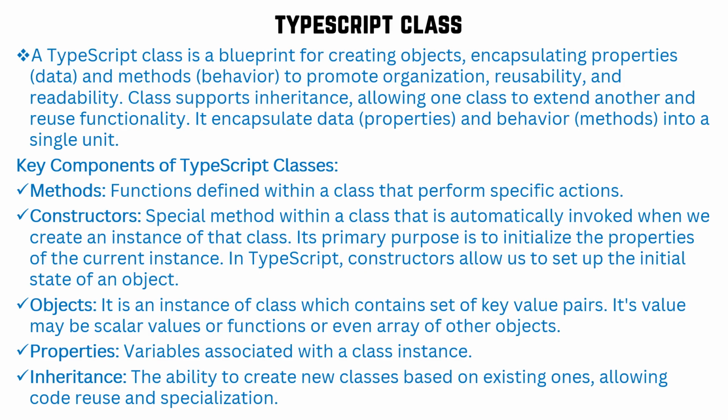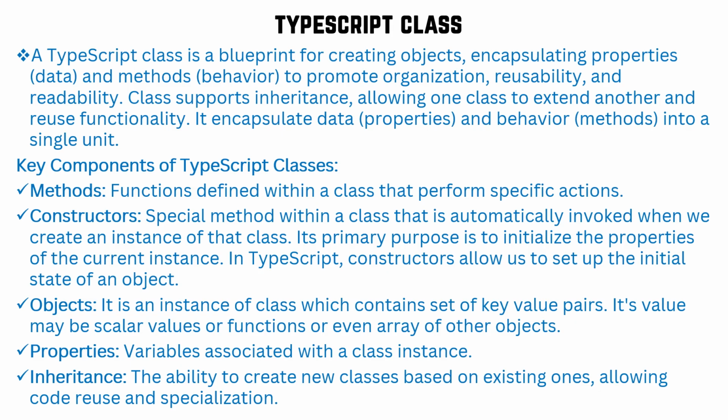So what are the key components classes might have in the TypeScript world? Classes definitely will have properties. Properties are nothing but the variables associated with the class instance. Then it will have methods, nothing but the reusable functions defined within the class, which perform specific actions, and I can call them n number of times.